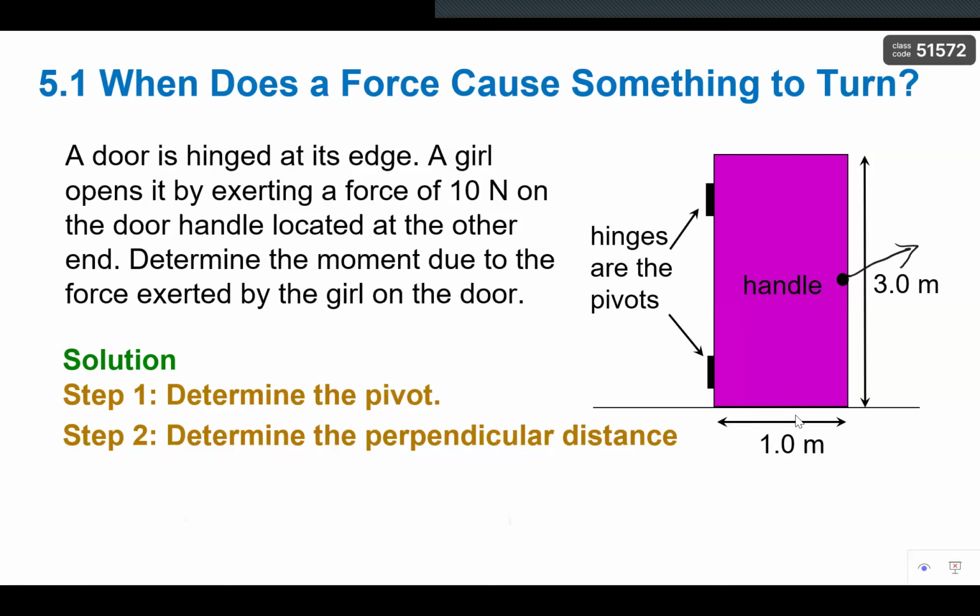Next I move on to calculate the moment. Moment is force times distance. So my force is 10 newtons, and the distance between the force and the pivot will be 1 meter, not 3 meters. 3 meters doesn't reach the pivot at all. So it will be 10 times 1 meter. I'll get 10 Newton meter.